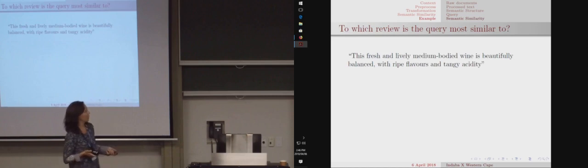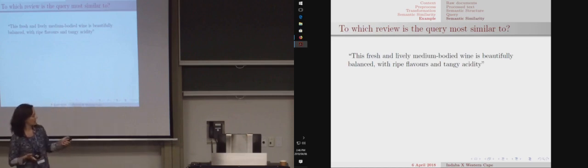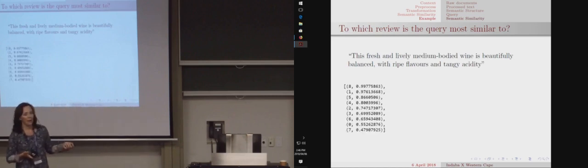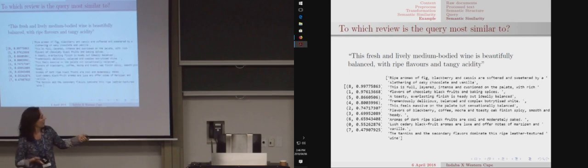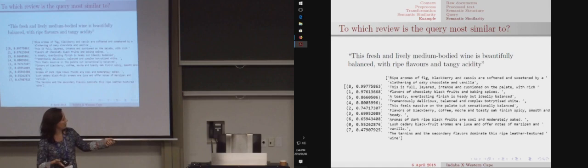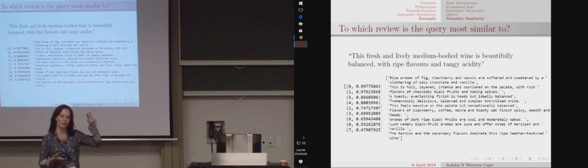So which review is the query most similar to? There I have all my distances, and it's most similar to review 8, which is the last one. So you can imagine that with this small data set it doesn't really make sense, but this is just to take you through the whole process.